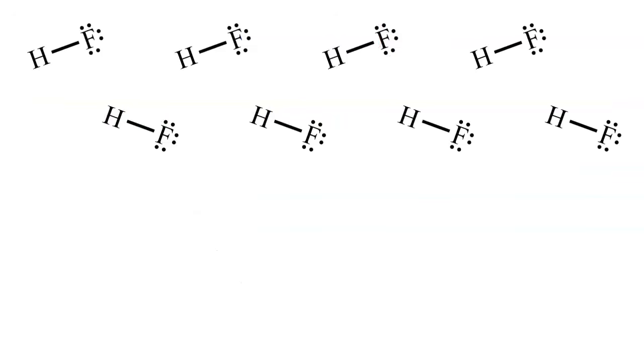So here on this slide, you can see a sample of HF molecules. Those black lines represent the covalent bonds in between the atoms and within individual molecules. These dashed lines represent the attractive forces in between HF molecules in a sample of HF.